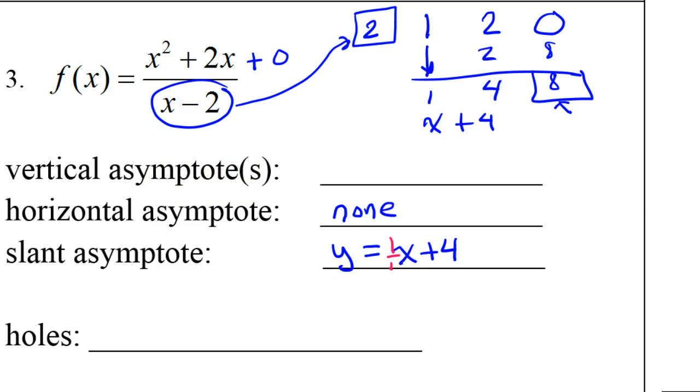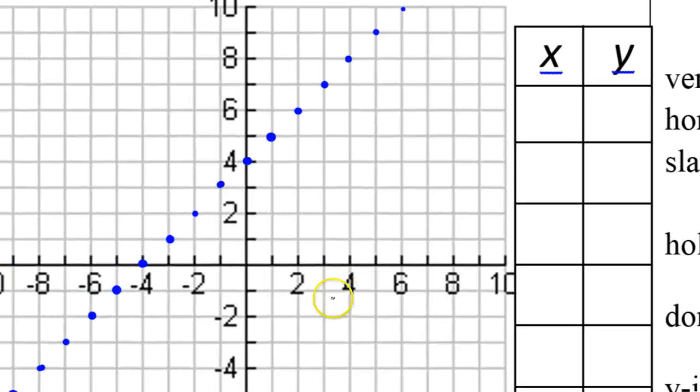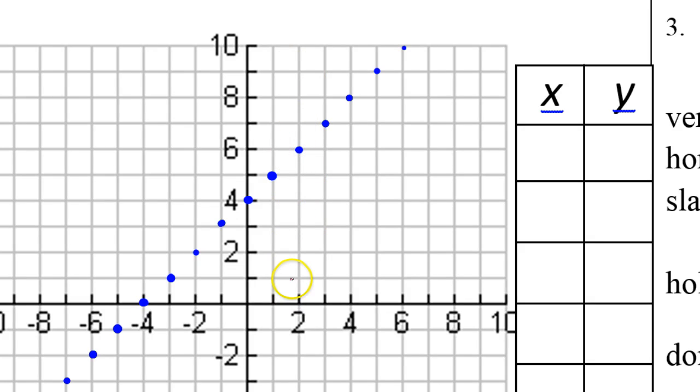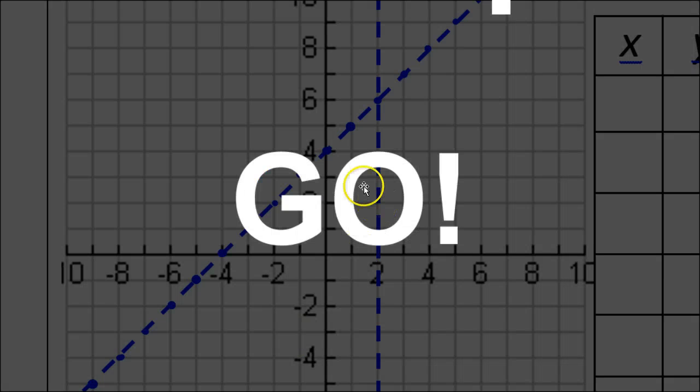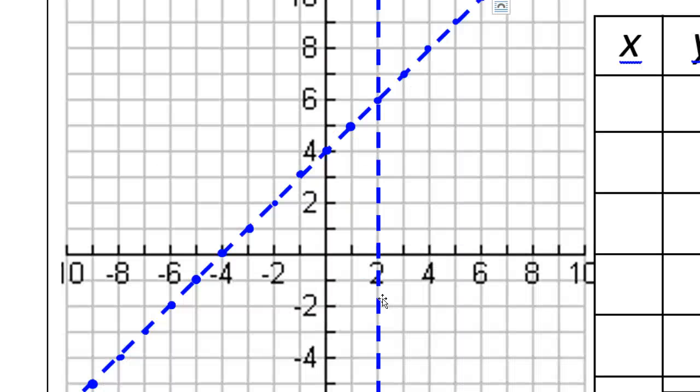So what about a vertical asymptote? I will get a vertical asymptote by setting the denominator equal to 0. So if I take this x minus 2 and set it equal to 0, I'm going to get a vertical asymptote of x equals positive 2. So I might as well go ahead and graph that vertical asymptote right here. Alright, I wonder if you guys can hear me when the computer's glitching out like this. Alright, so I've got the vertical asymptote and I've got my slant asymptote.